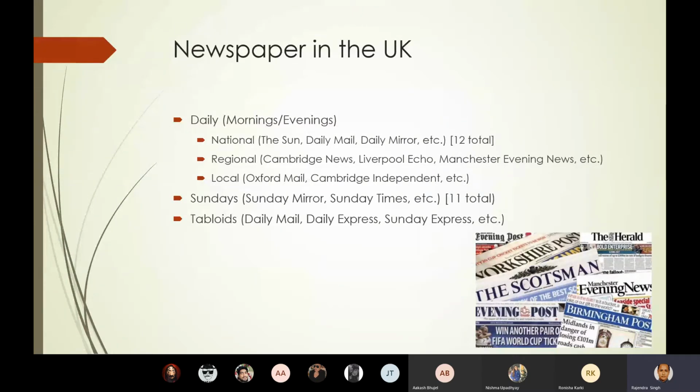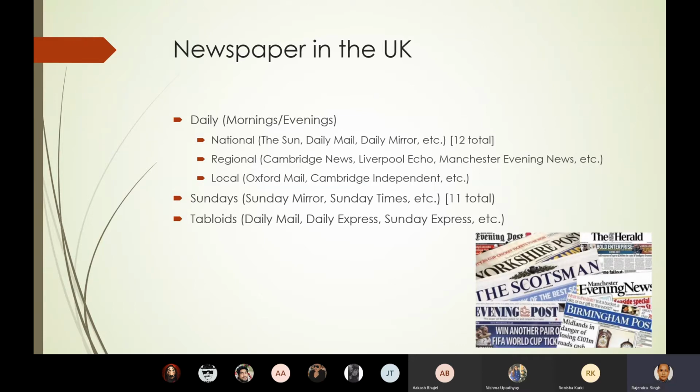So three-tier newspapers: national, regional, and local newspapers. You may have to be in that locality in order to find that local newspaper. But national, you can find anywhere in the UK.